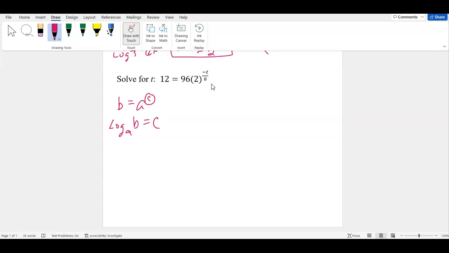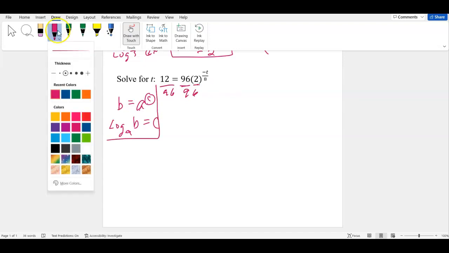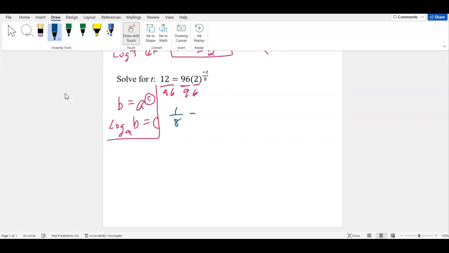So notice this has a coefficient. It looks to me like 2 is the base in this power. So I don't want that 96, so I'm going to divide both sides by 96. Dividing both sides by 96, 12 over 96 happens to be 1/8. And that gives us 2 to the negative t over 8.